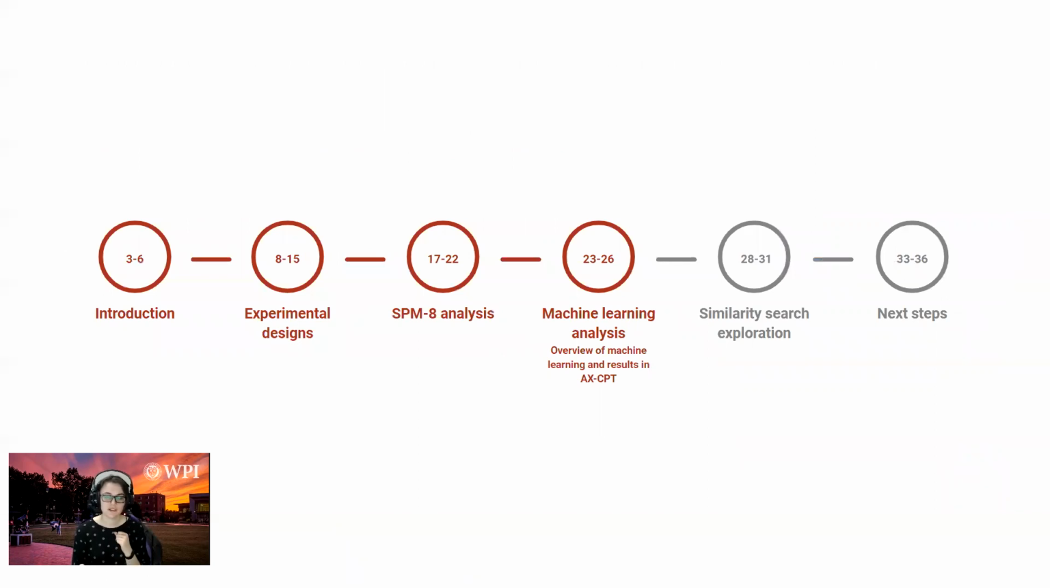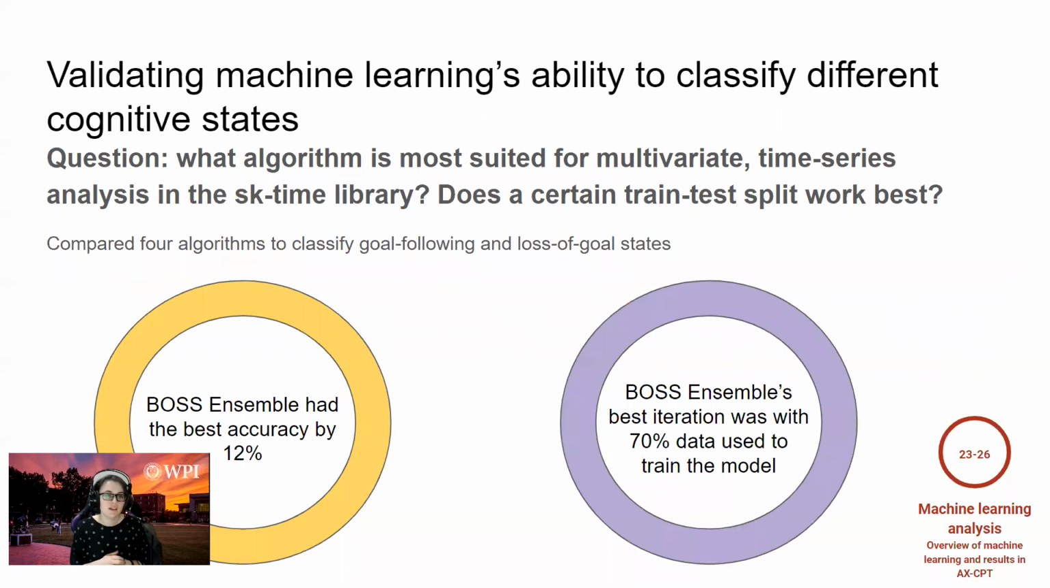Next, into machine learning analysis, an overview of machine learning and some of the results that we got during AXPT. This is more just to show that machine learning is a valid analytical tool for understanding neural data, especially in learning environments. So we wanted to validate its ability to classify different cognitive states, especially in time series, because time series can be a bit difficult to do with machine learning.